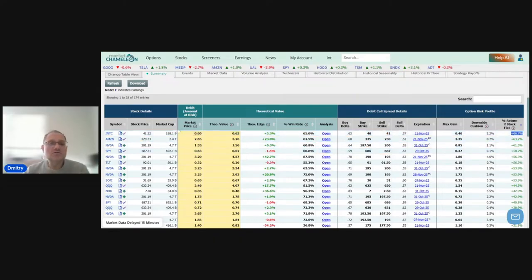This is an Intel, right? The November 21st, 40/41 call spread. The stock's already 41.5. So the market price is 60 cents. So you're risking 60 cents to potentially make 40 cents, right? That's a 66% return on the amount of risk.